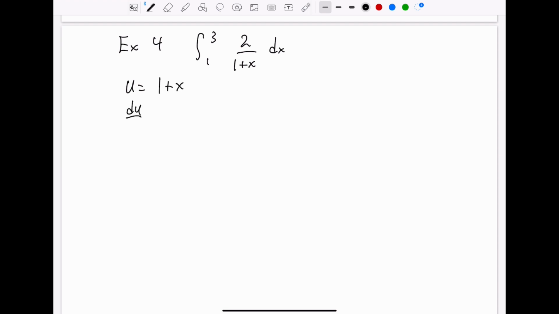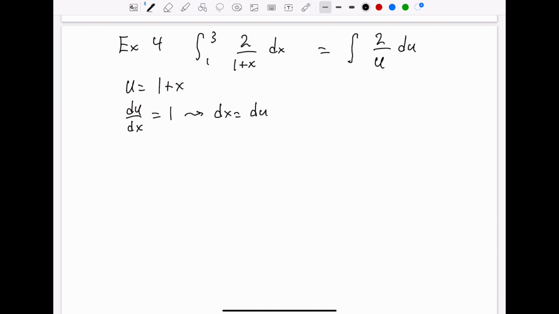Take the derivative of u. The derivative of 1 is 0. Derivative of x is 1. Solve for dx. dx, in this case, equals du. Now we can substitute into the integral. Notice that I'm not writing the limits of integration yet. We need to transform them. So I have 2 divided by 1 plus x, which is u, and dx turns into du.